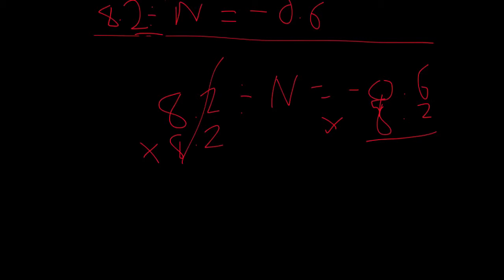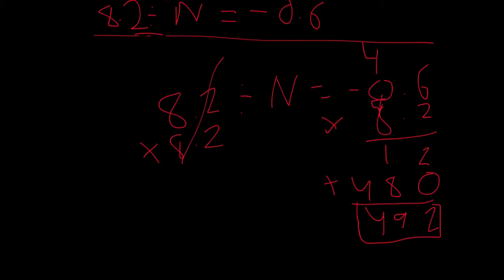6 times 2 equals 12. 0 times 2 equals 0, plus 1 is 1. 6 times 8 equals 48. 0 times 8 equals 0, plus 4 equals 4. 12 plus 480 is 492. Add decimal there. Negative.